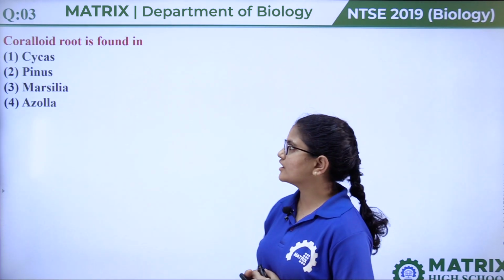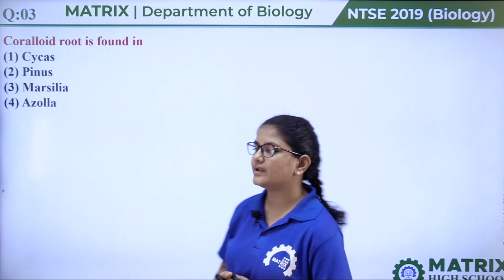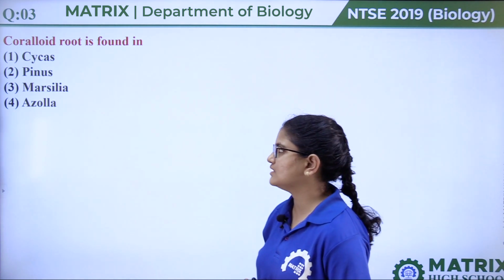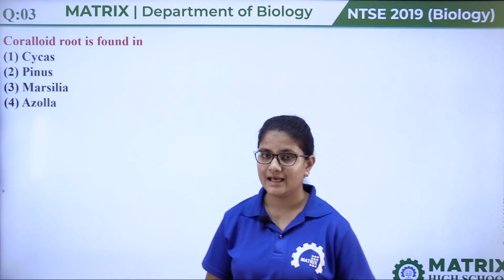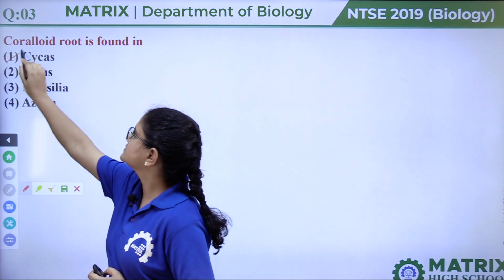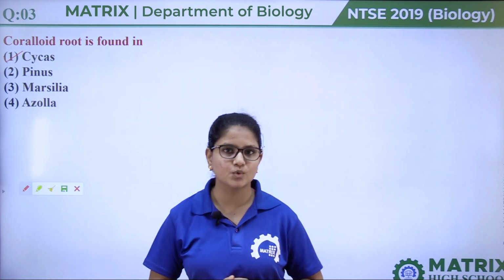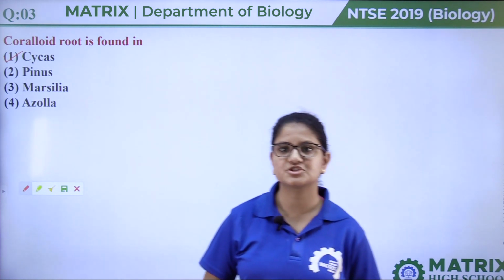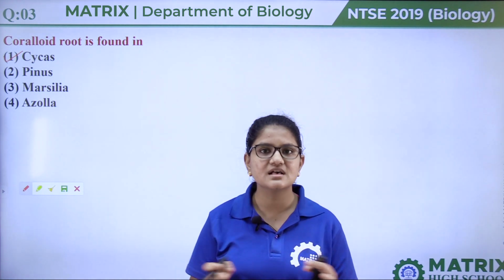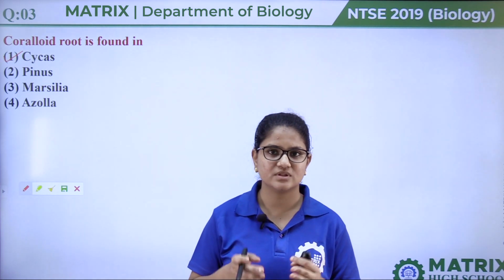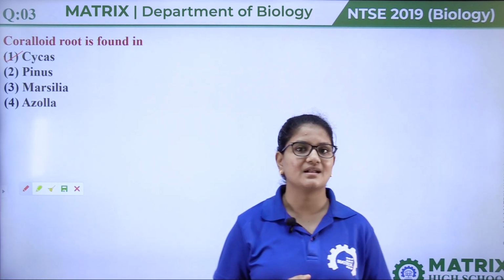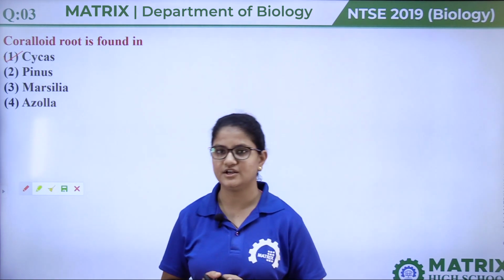Next question, coralloid root is found in option 1 Cycas, option 2 Pinus, option 3 Marsilea and option 4 Azolla. Its answer is option 1 Cycas. Coralloid roots are the roots which grow from the main root and they grow laterally on the surface of the soil. These roots start growing laterally a little above the soil, and inside them nitrogen fixing bacteria are present.